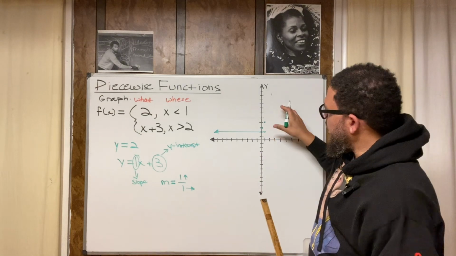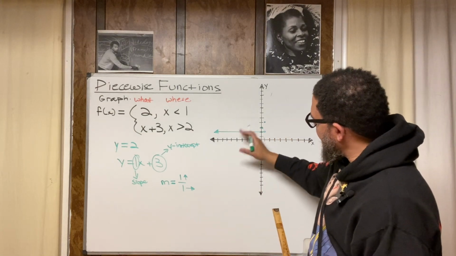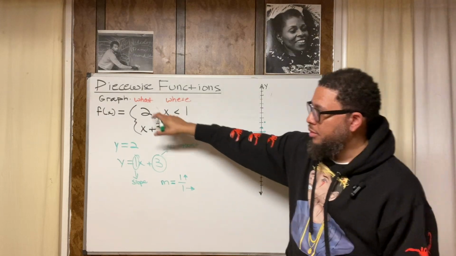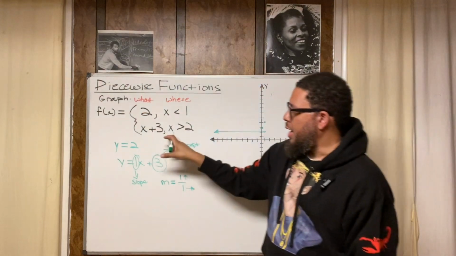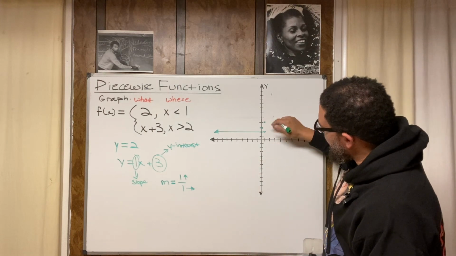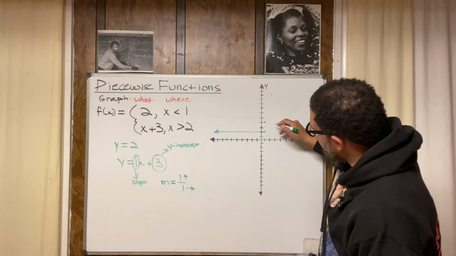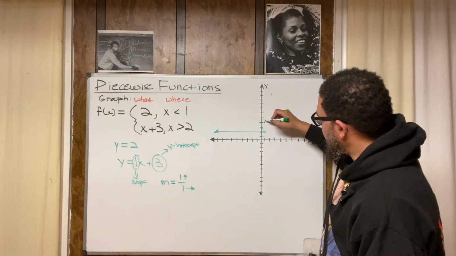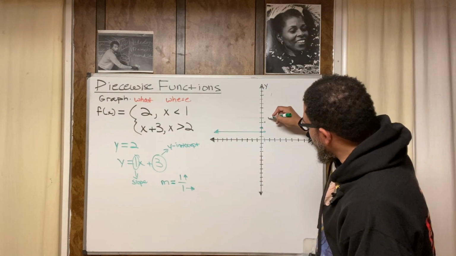I'm not, because I don't want to have to erase all of this down here unnecessarily. I know that I only want the piece, piecewise, I only want the piece that's greater than 2. So I'm looking at what this line is about to do. This line is about to go up, right? And matter of fact, let me use the slope to find another point, right?